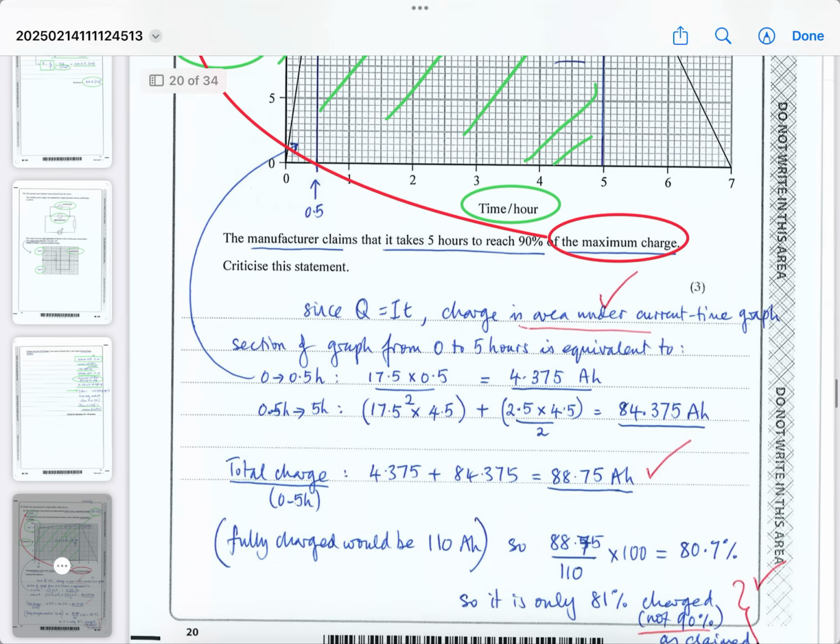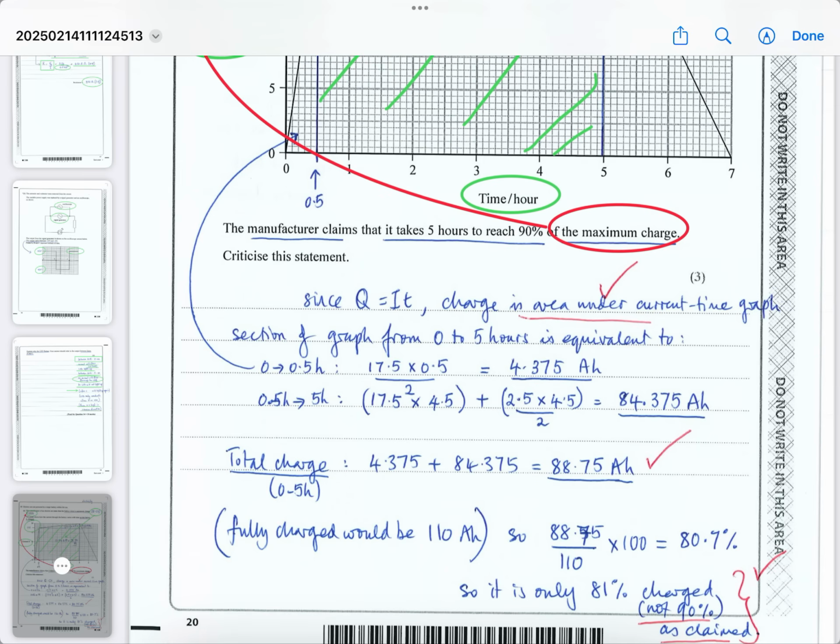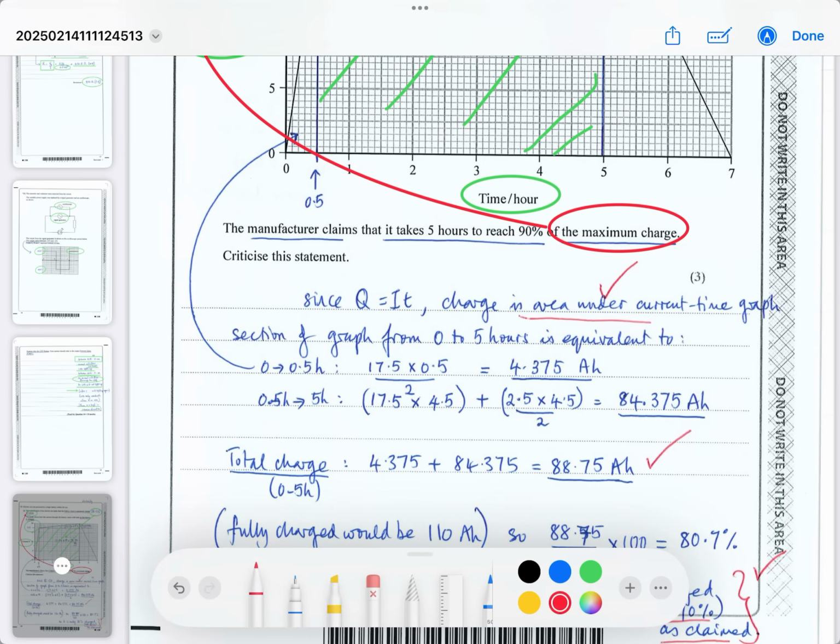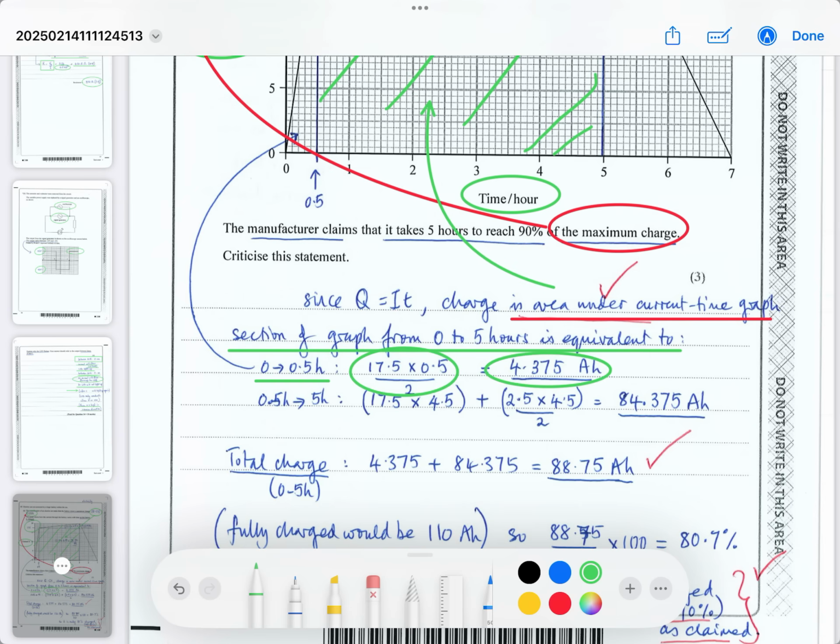So, criticize this statement. Since Q equals IT, I've written, the charge is the area under the current time graph, which I've done in green. Yeah, so I should have put this in green. So that's the area that we're talking about. Section of the graph from 0 to 5 hours is equivalent to between 0 and 0.5 hours. Yeah, it's a triangle, and if you work it out, the first triangle leads to a charge of this many amp hours. Check my maths.